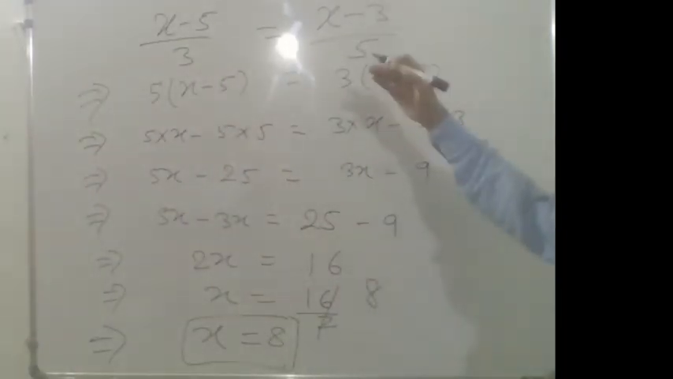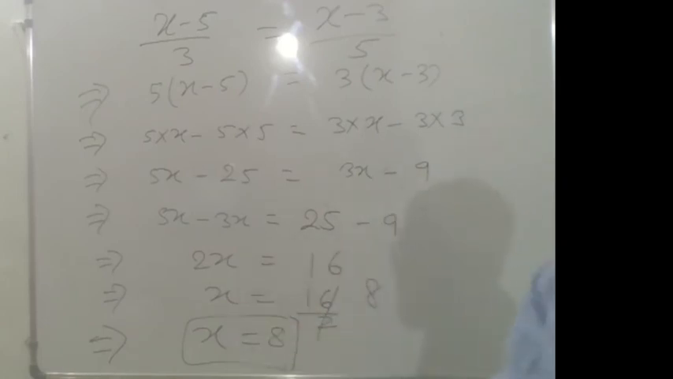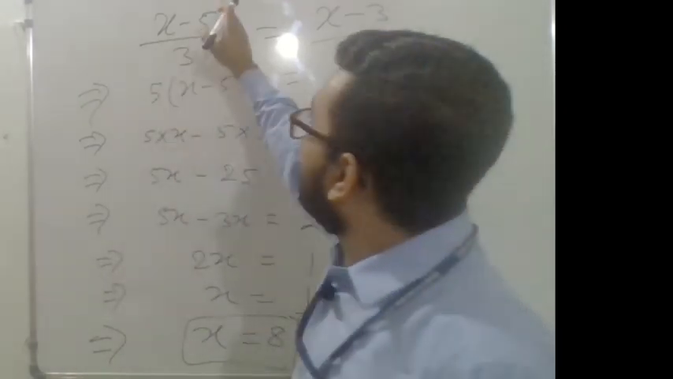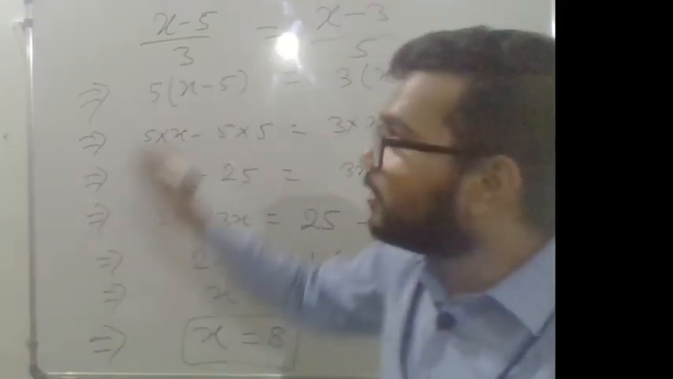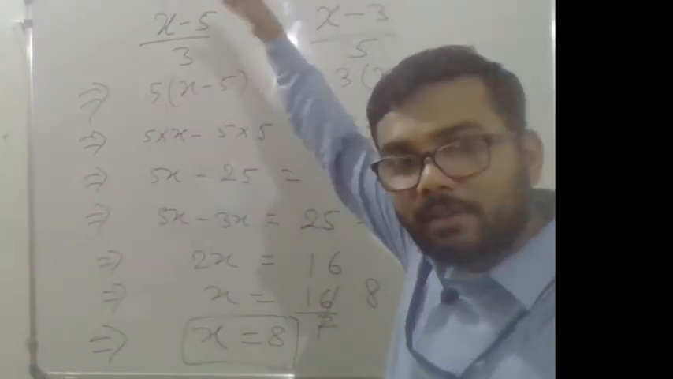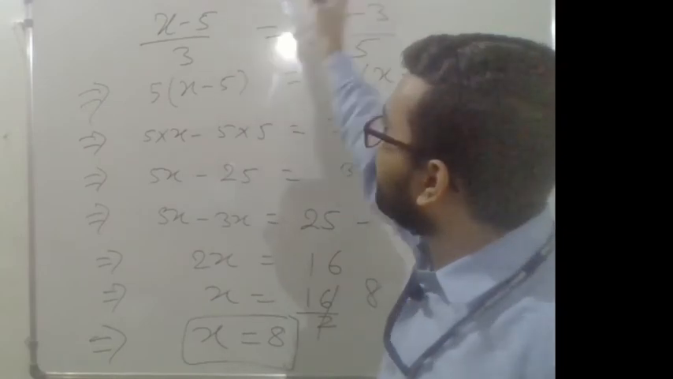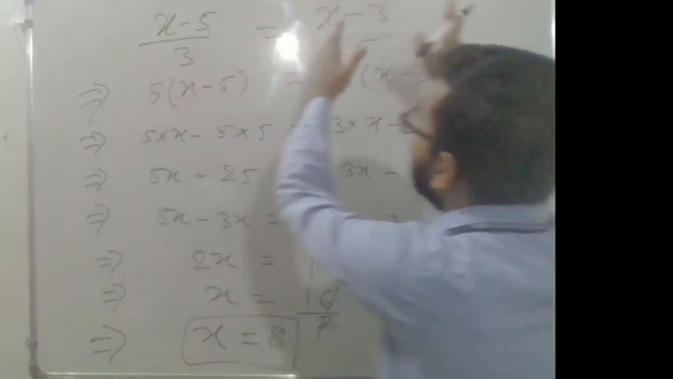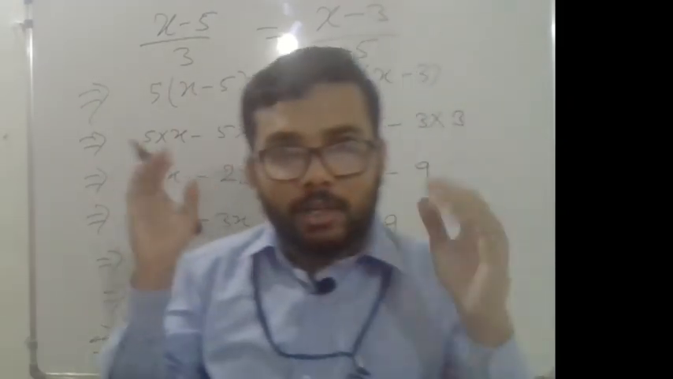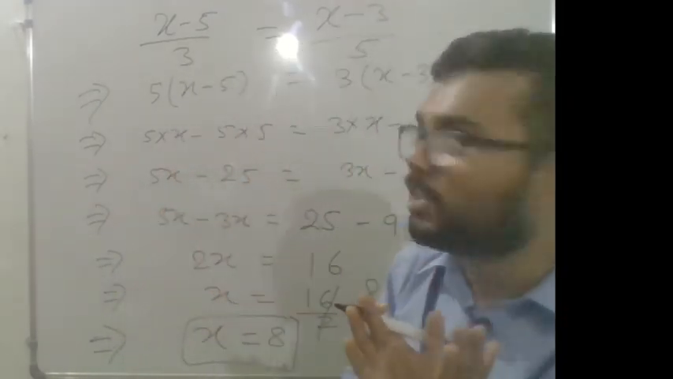I hope all you can understand. Very first step, if it is in brackets, you just break the bracket. If there is a single term on both sides in fraction form, you just cross multiply it. You all know that when there is a single term on the left side and a single term on the right side, you need to follow the cross multiply method.